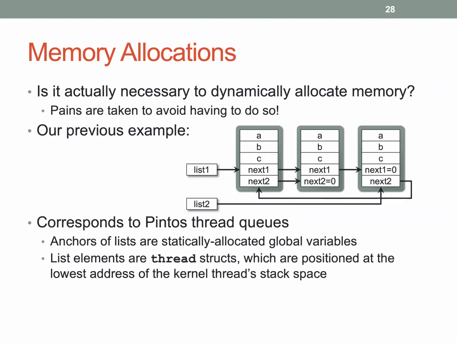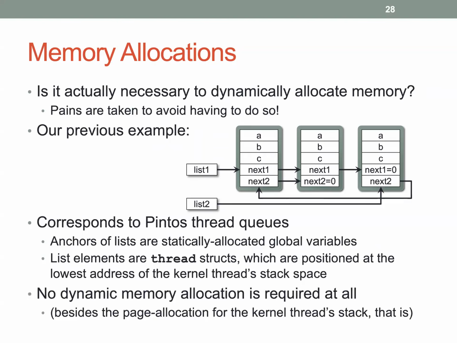And so as it says here, the list elements are thread structs, and we don't have any dynamic memory allocation at all. We don't have a separate node type that links all these things together. We link the thread structs together directly. And so it's a very efficient way of doing this with a minimum amount of memory management.